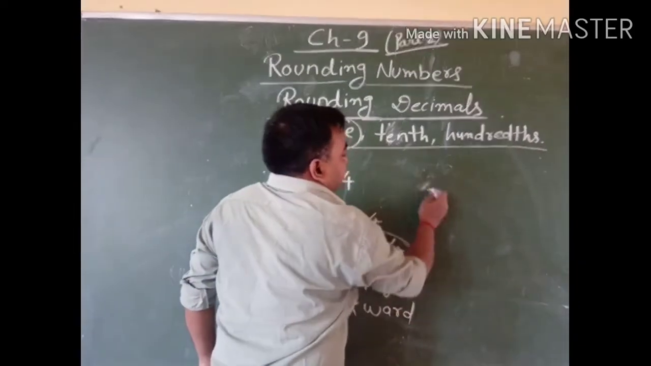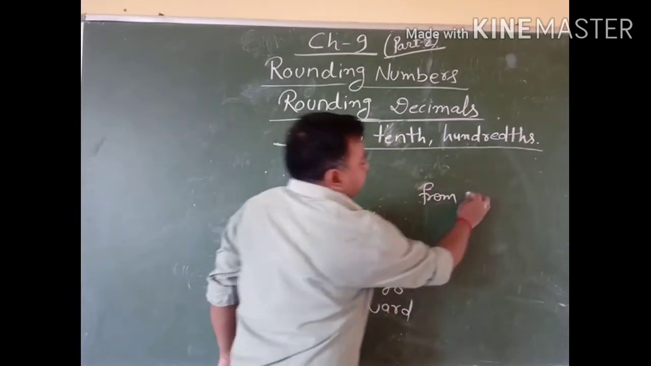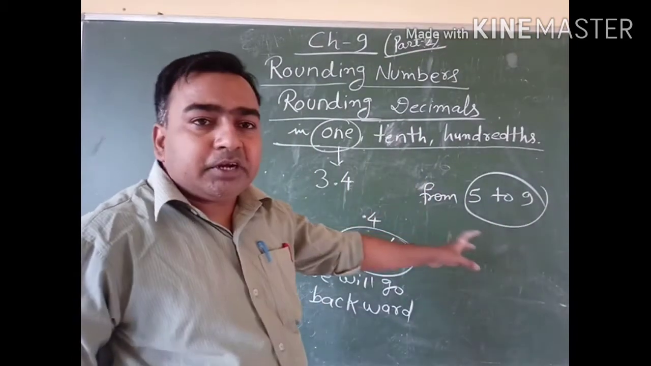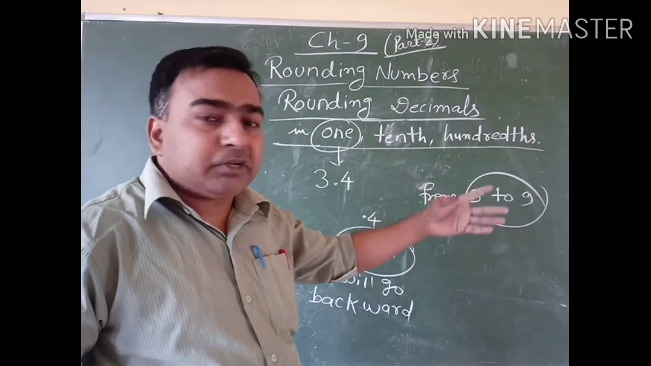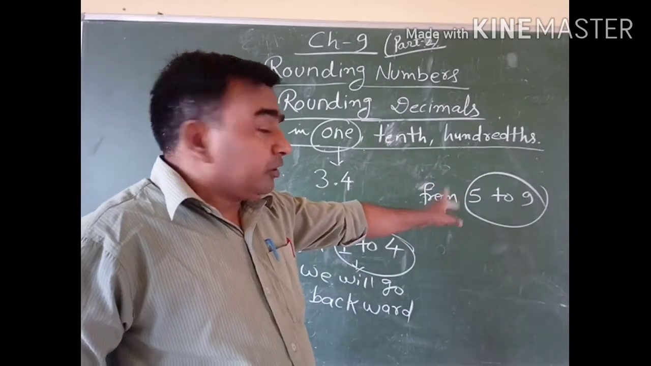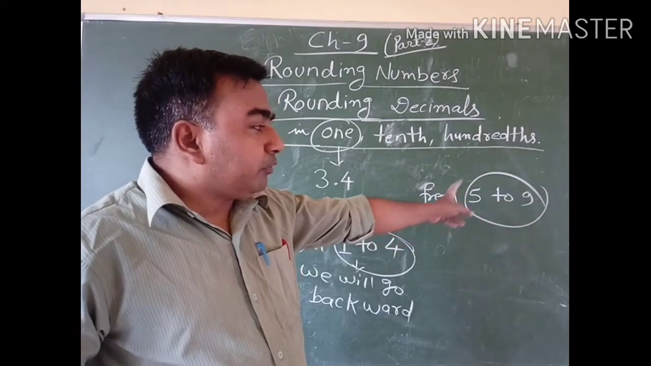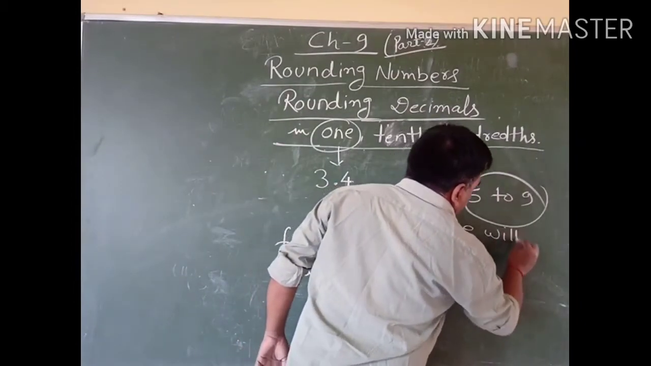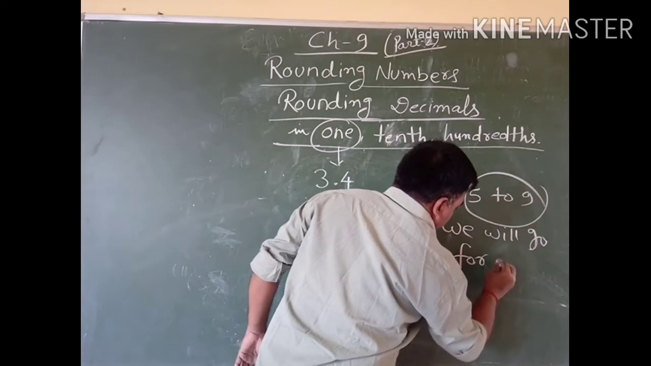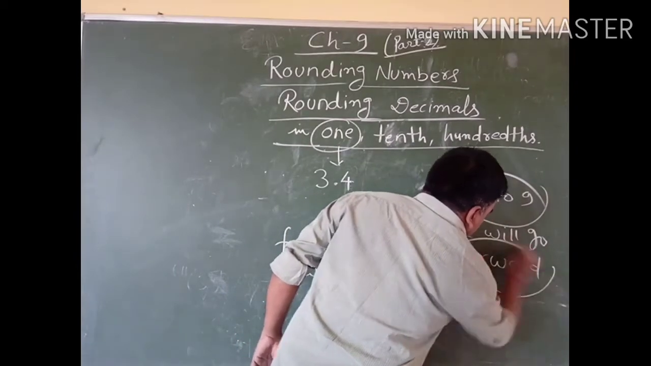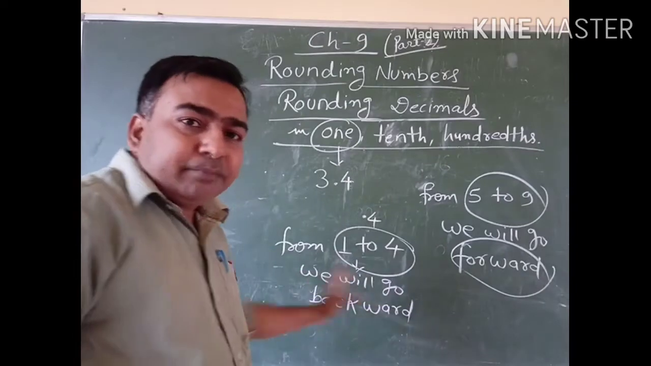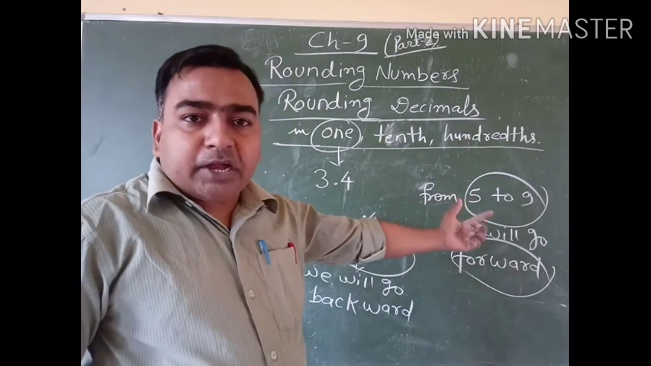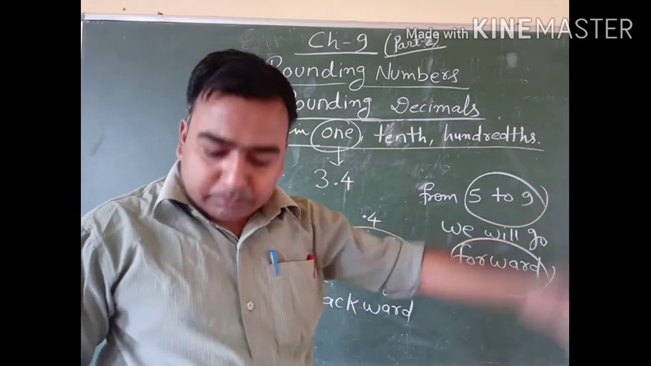It means from 5 to 9. If the given number, it doesn't matter whether it is a whole number or a decimal number, is 5 or more than 5, like 5 to 9, we will go forward. If it is 1 to 4, we will come back and take the backward number in rounding. And if it is 5 or more than 5, 5 to 9, we will take the forward number. Okay.